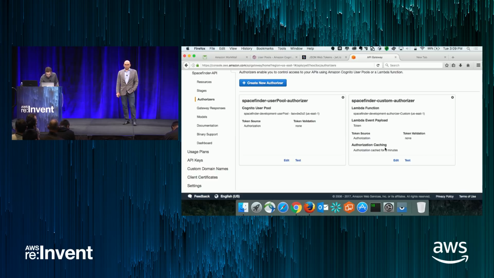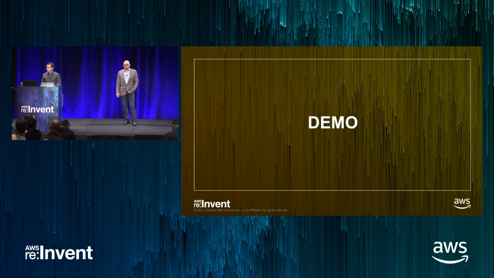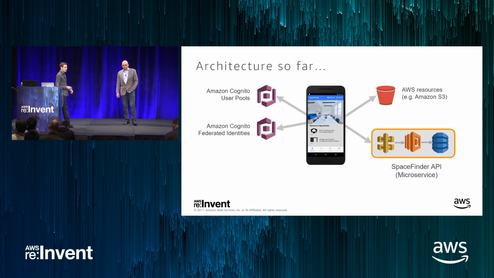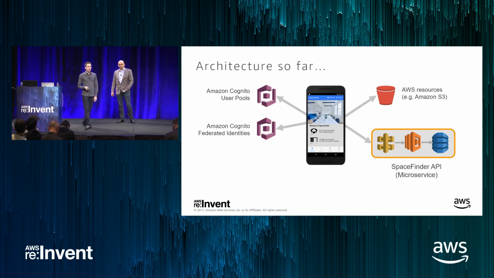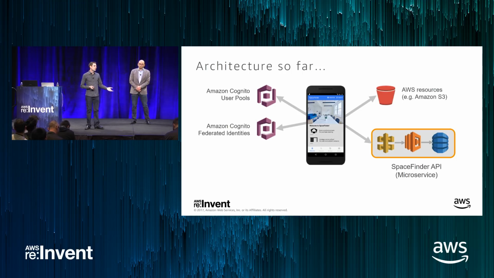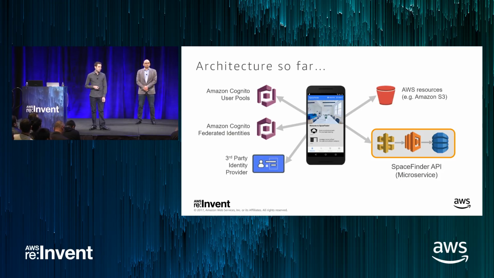So that's just a look at the different options available with API Gateway Authorization. And now SpaceFinder, functionally wise, is complete. Right? We can sign in and sign up, can access AWS resources, and we have our own business logic necessary in our serverless API. But what if we want to allow users to federate their existing identity providers? We're hearing customers ask more and more about identity federation. So I'll turn it over to Vladimir to discuss how that can be implemented.